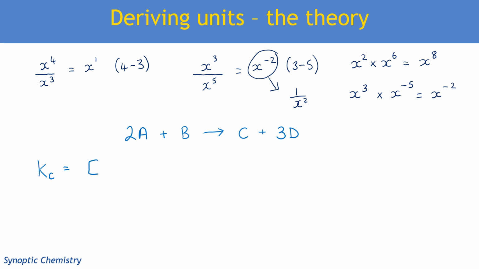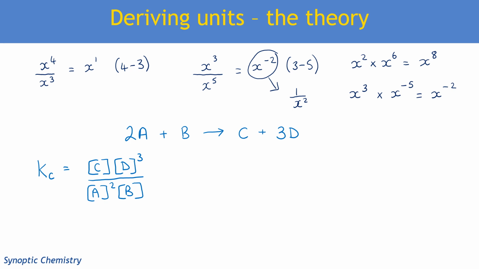So at the top I have concentration of C. There is no number there, so it's to the power 1. I have concentration of D, and that is to the power 3. I have concentration of A to the power 2, and I have concentration of B which again is just to the power 1. Okay, so how do we get from there to finding the units for Kc? So there is a very long way round and there is a super short way round.